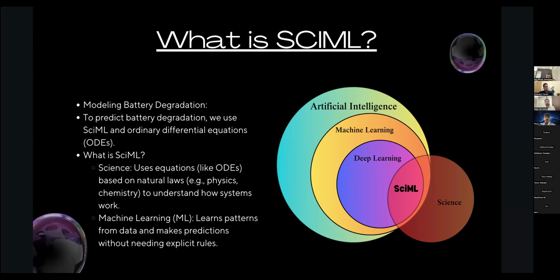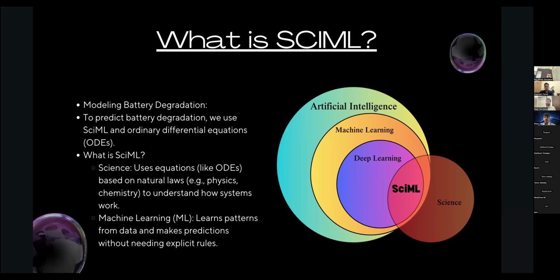So SciML brings these two together, and it uses the scientific knowledge we already have, like the chemical processes behind battery degradation, and combines it with machine learning's ability to find patterns in large amounts of data. So this makes it better at predicting things like battery degradation just because it doesn't rely only on past data, and it also understands how batteries work at a deeper scientific level through those ground truth equations.